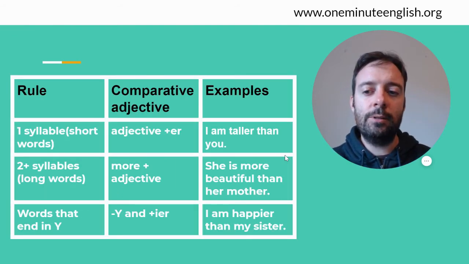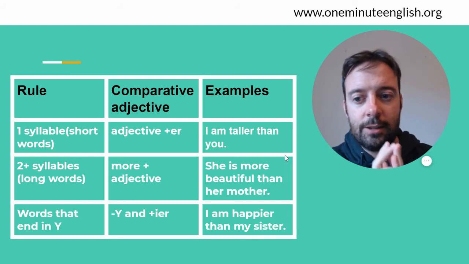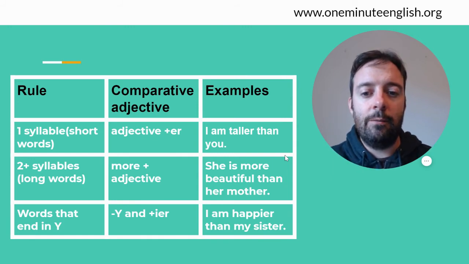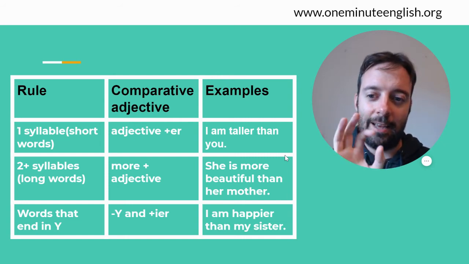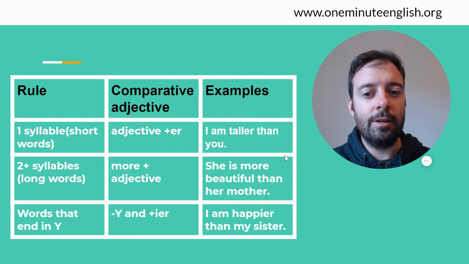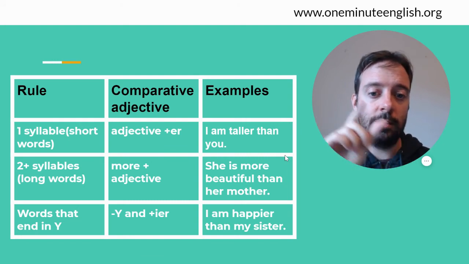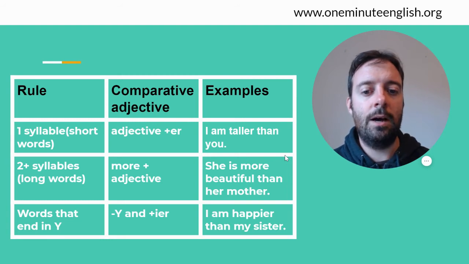Let's look at the rules. If the adjective is short, if it's a short word, then we add er. Think about that word short. Short is a one syllable adjective, so we would say short, the adjective, plus er, shorter. So let's look at the example here. I am taller than you. I am taller than you.